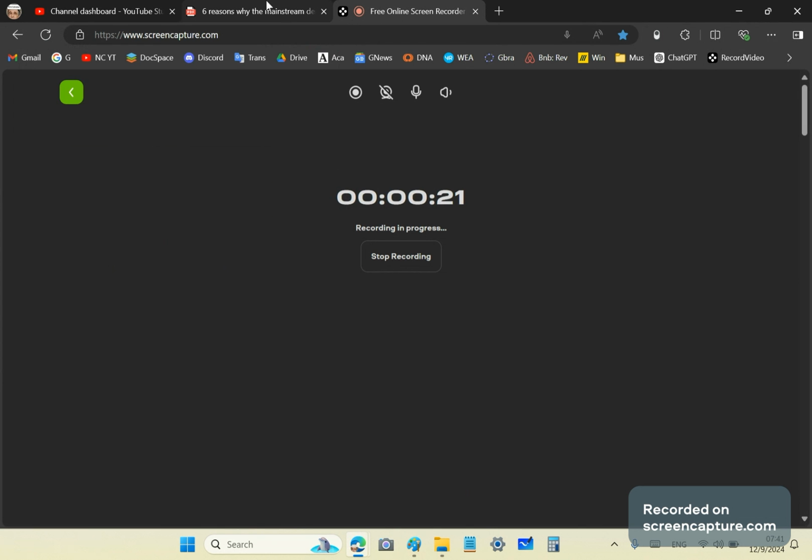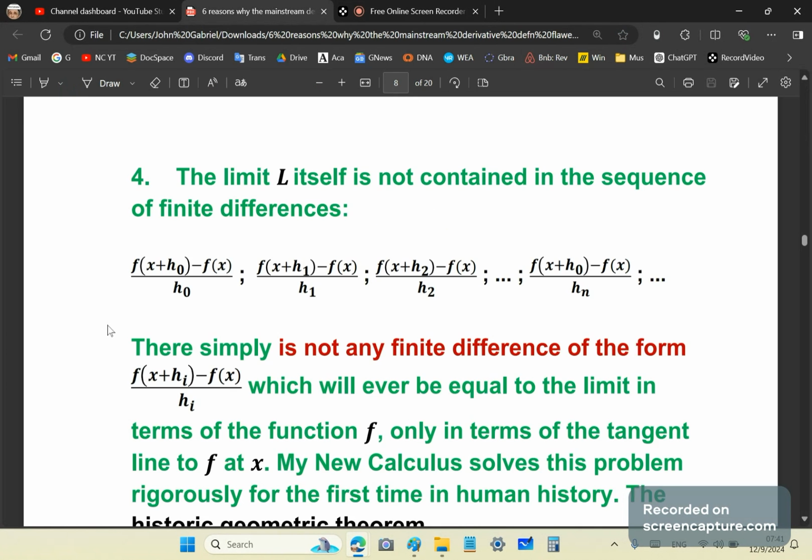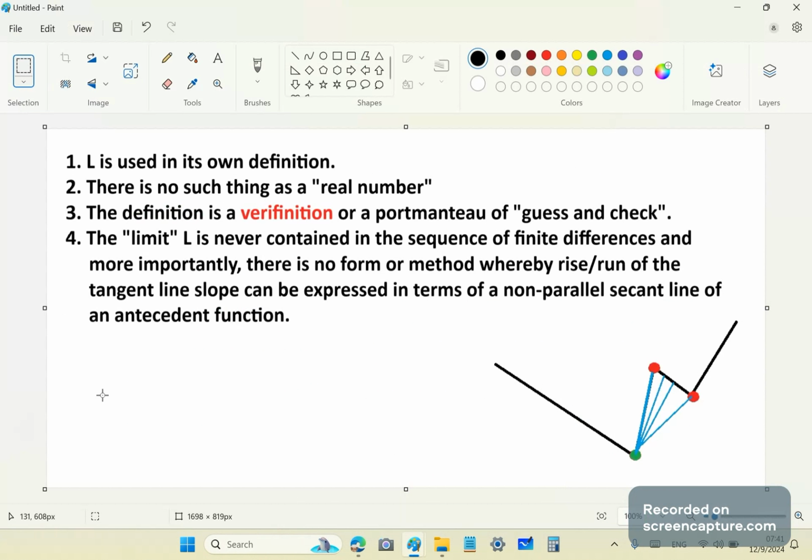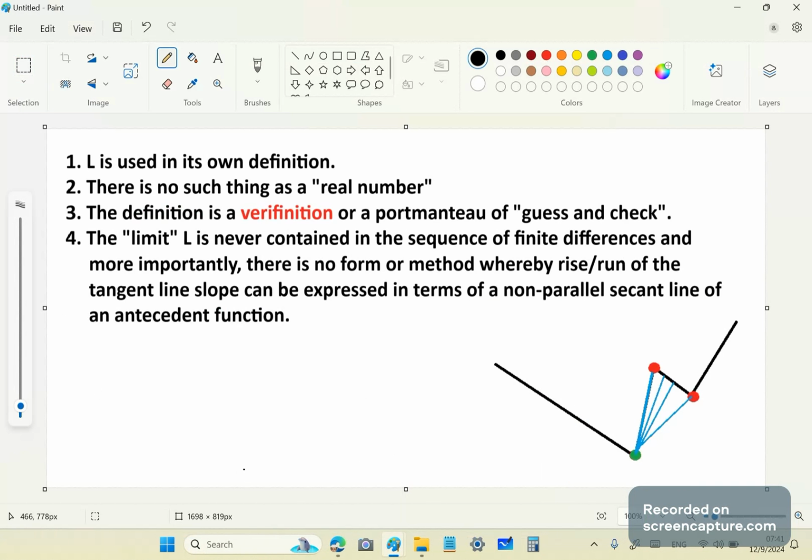Now, you'll notice that in the previous three videos, and let's just summarize, we had three reasons. These are the first three here, okay? And the most important, first problematic reason is that the limit L is used in its own definition. So something that is used in its own definition is not a good thing because it produces a circular definition. So it's problematic.